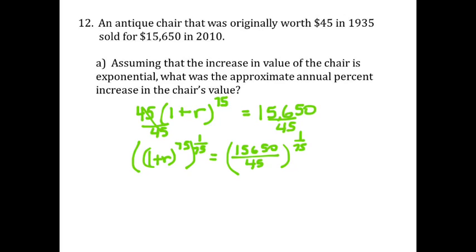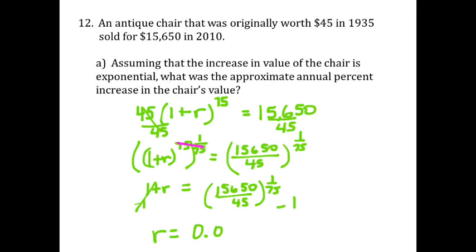So here on the left, 75 times 1 over 75, those are going to cancel out, and I'm left with 1 plus r is equal to 15,650 over 45 to the 1 over 75 power. Last step, subtract this 1 from both sides, and r is equal to, and at this point, get out your calculator and put all of this in at one time, and you'll get 0.0811, or we could write that as 8.11%.